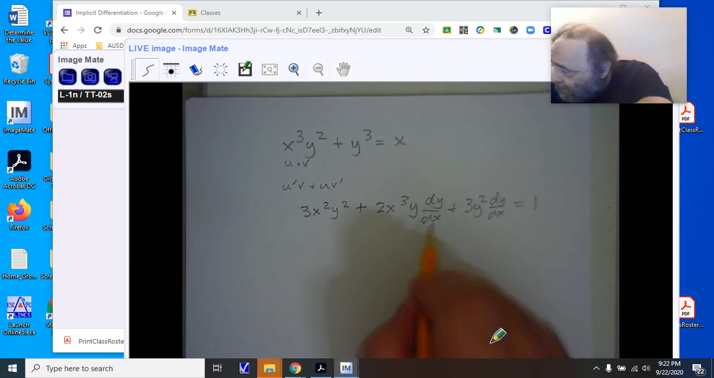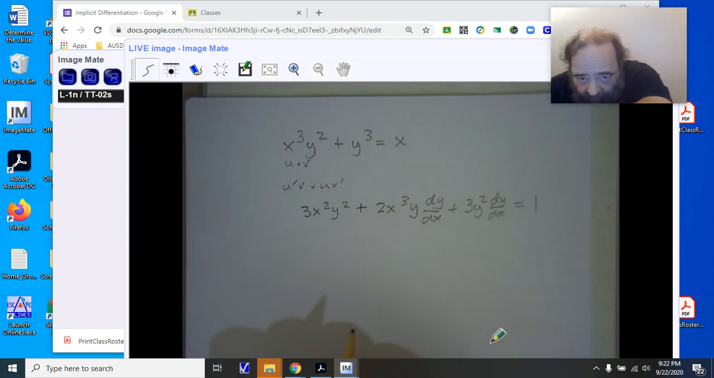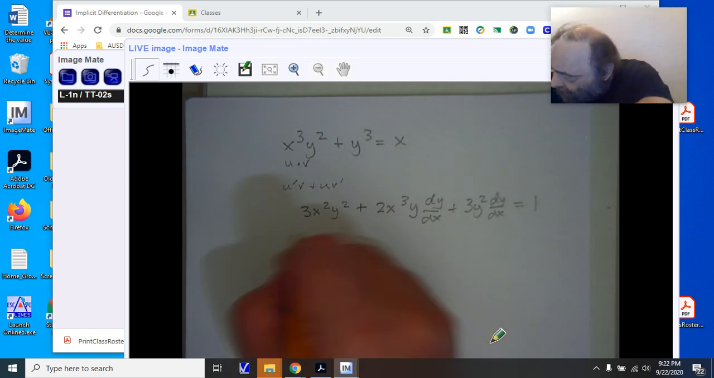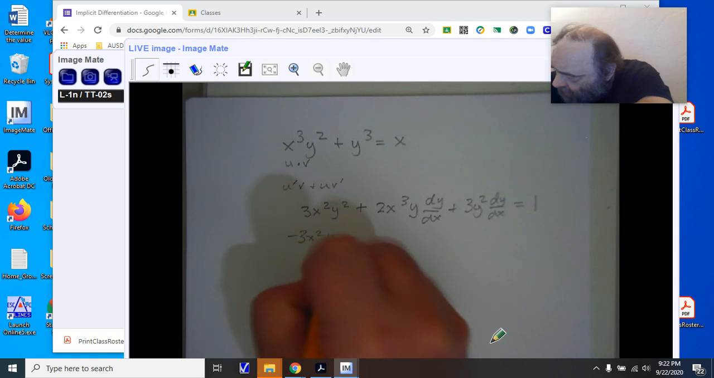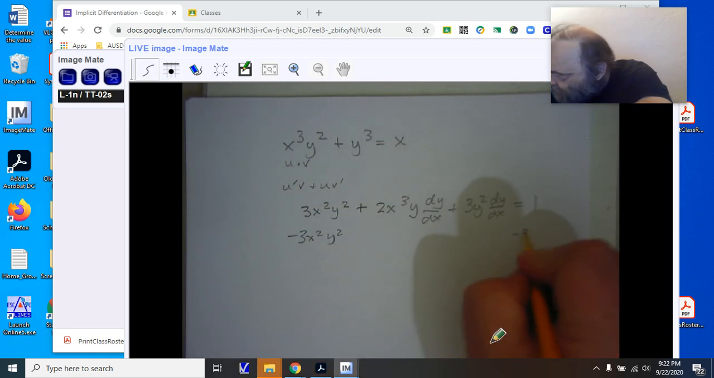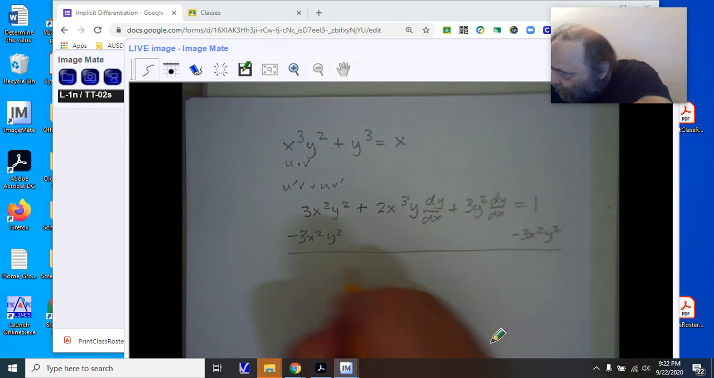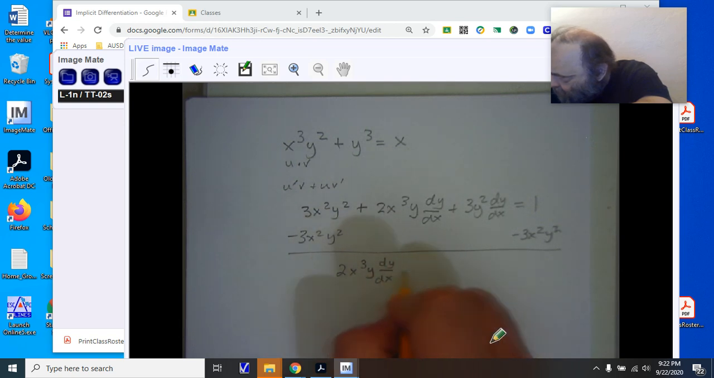Well, here's the dy/dx. It's in two places, so we know we'll have to factor. But before we can factor, we have to get rid of this piece on the left. So we're going to subtract 3x squared y squared from both sides so that we can isolate the pieces that have what we need, the dy/dx. Just moving things over just a little bit so I have some room.